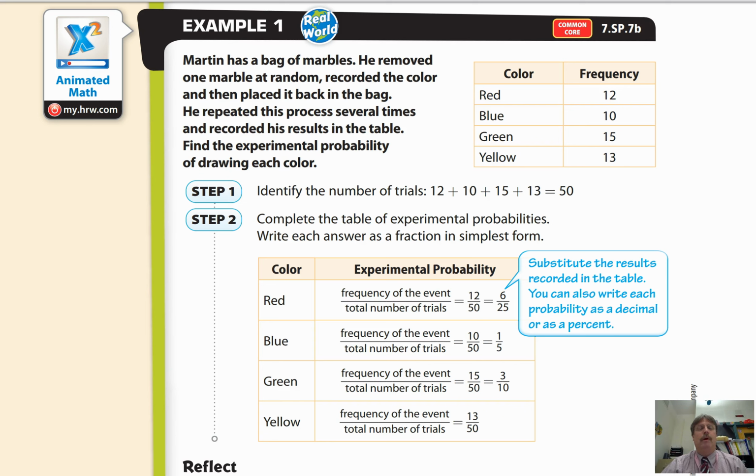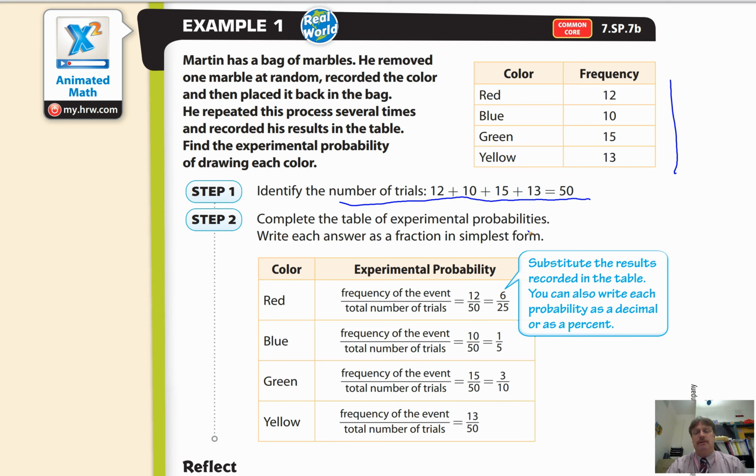So here in experiment 1, we have Martin has a bag of marbles. He removes one marble at random. He records the color, then puts it back in the bag, so the total stays the same. He repeats the process several times and records his results here in the table. The first thing you have to do is find the total number of trials. So he took 12, 10, 15, and 13. He added those up. That's not how many marbles he has in there. That's the number of trials that he did, so keep that in mind. That's a little bit different there, okay? So he has 50 trials.